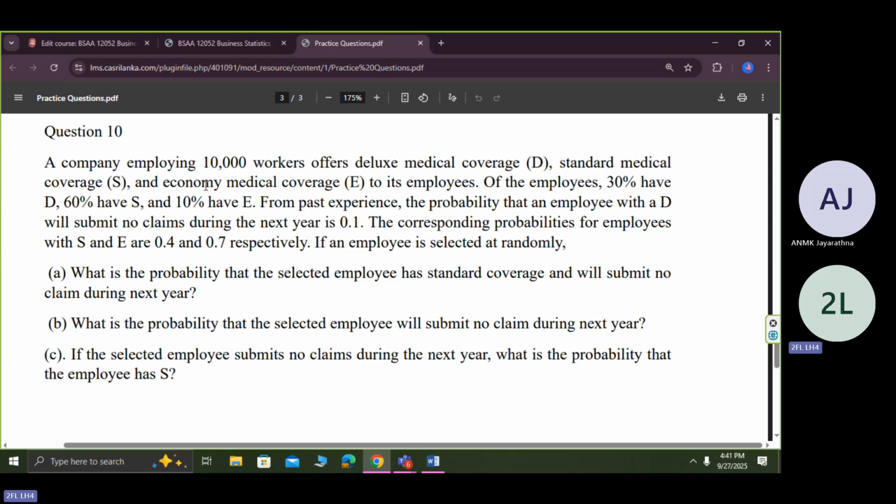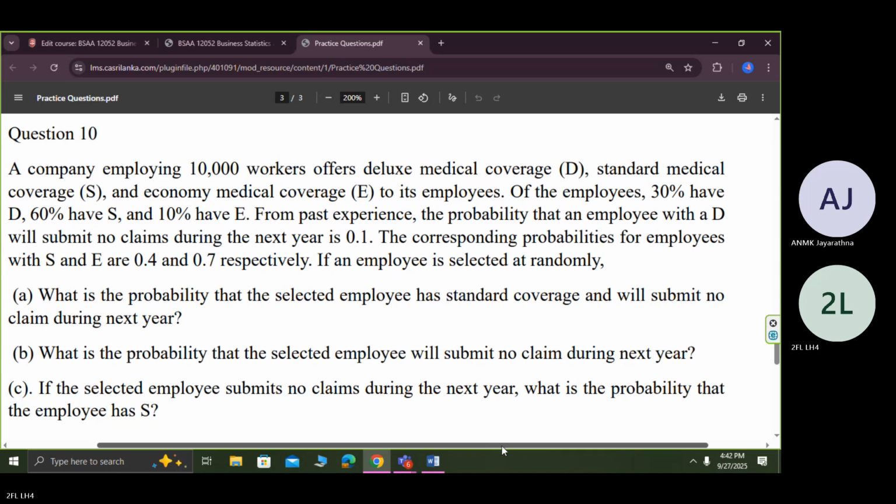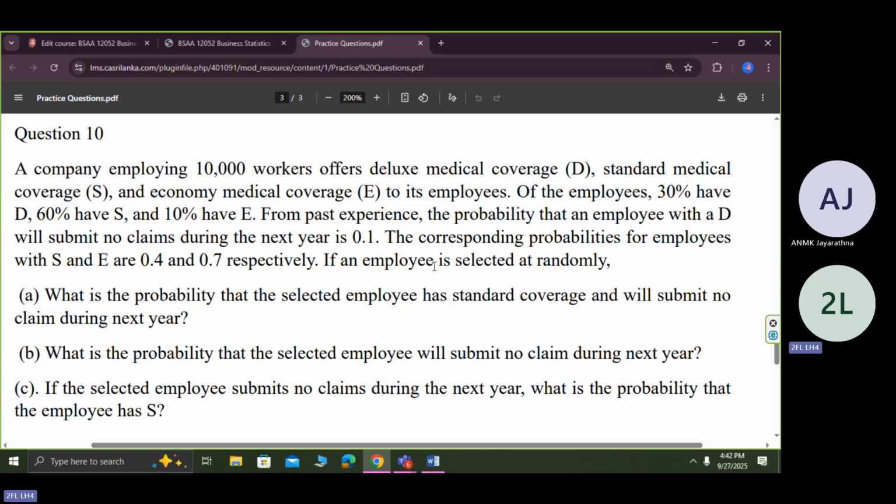Then here, question number 10, only do part A and B. After that, you can take a break. Only part A and part B. Then part C will come next. Section number 10, part A and part B. This section only do part A and part B.